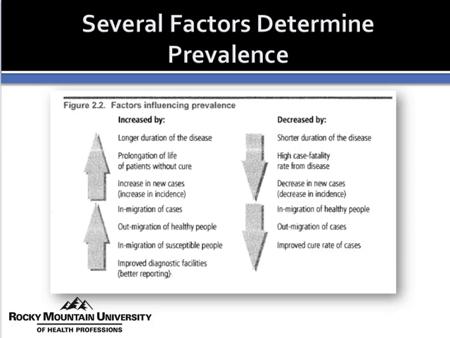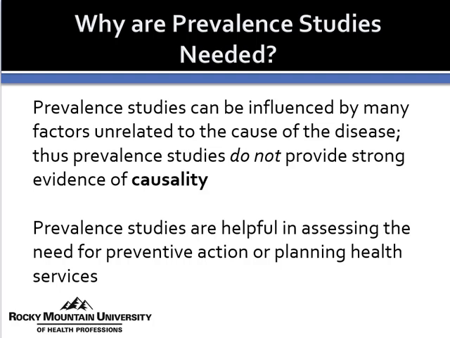Okay, I'm assuming that you had a chance to read through those. Let's continue on. Prevalence studies can be influenced by many factors unrelated to the cause of the disease. Thus, prevalence studies do not provide strong evidence of causality. Prevalence studies are helpful in assessing the need for preventative action or planning health services.